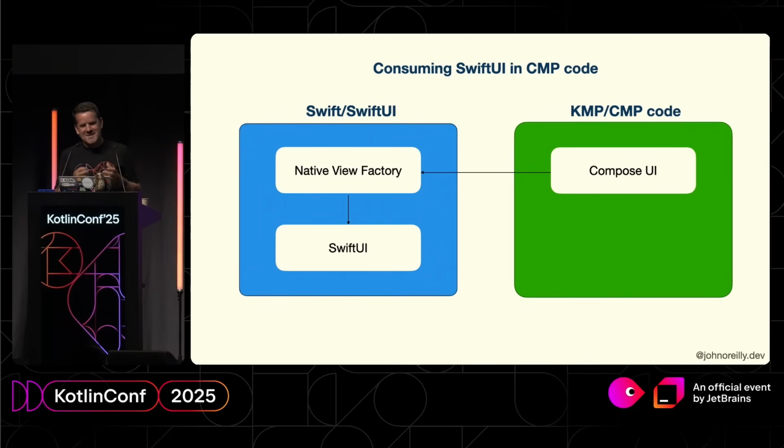And this is usually enabled through use of a native view factory class. This is a Swift class that implements a Kotlin interface and is responsible for creating SwiftUI views that our CMP code can use. The general approach here is the same as we mentioned earlier for consuming Swift in shared KMP code, with an instance of that view factory being passed to and used from shared CMP code in this case.